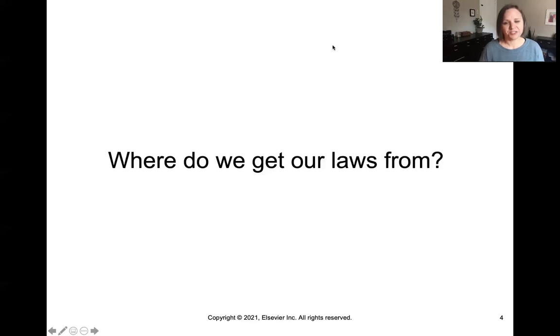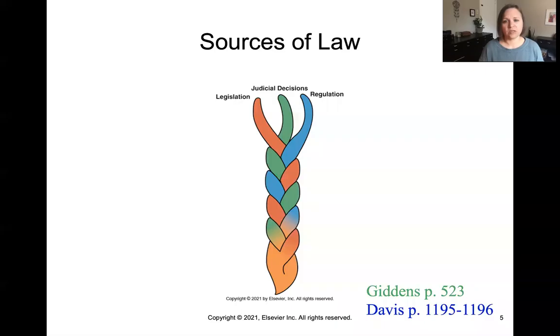So the first question here is, where do we get our laws from? Where do these laws come from in the first place? So we have three strands that all form the whole of sources of healthcare law. The first one being legislation. Legislation meaning laws passed by governing bodies such as Congress, both at the state or federal level, laws that are passed that directly affect healthcare.